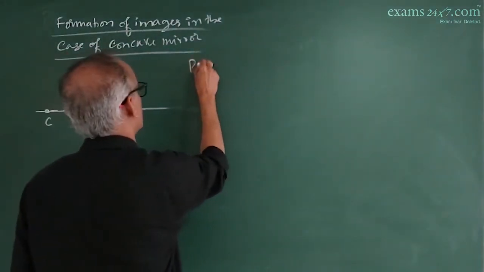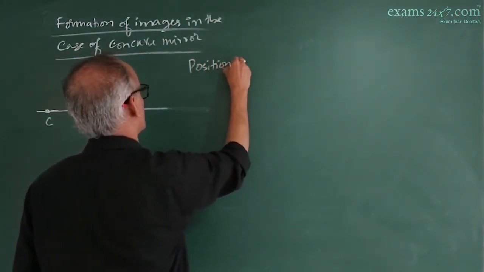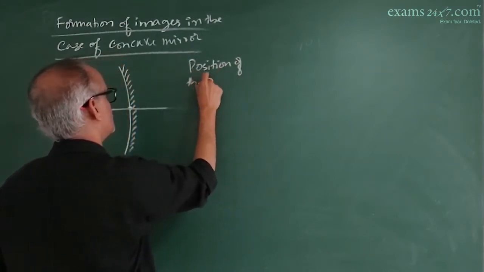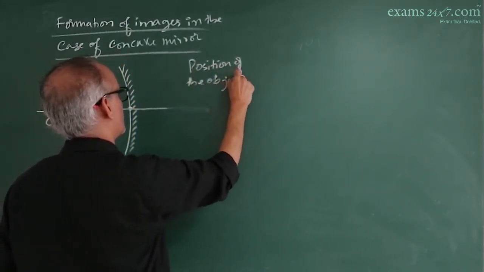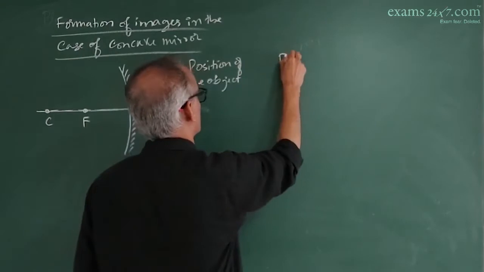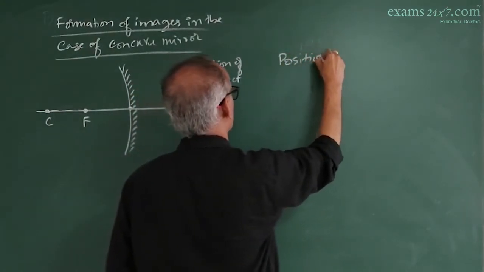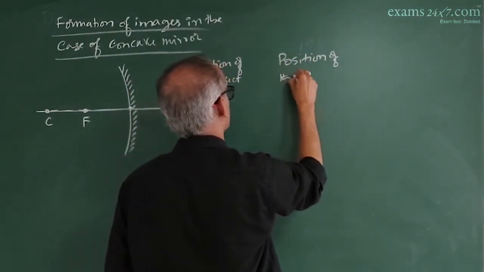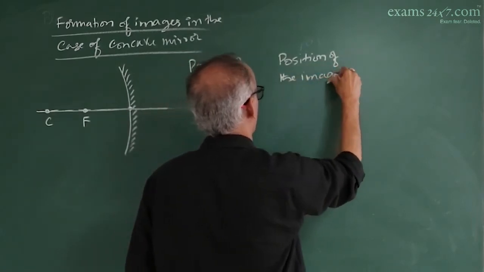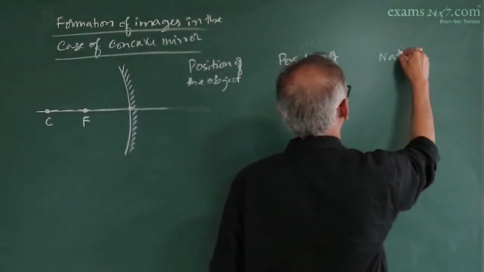So here I'm going to write the position of the object. Then we have the position or the location of the image, and then the nature of the image.